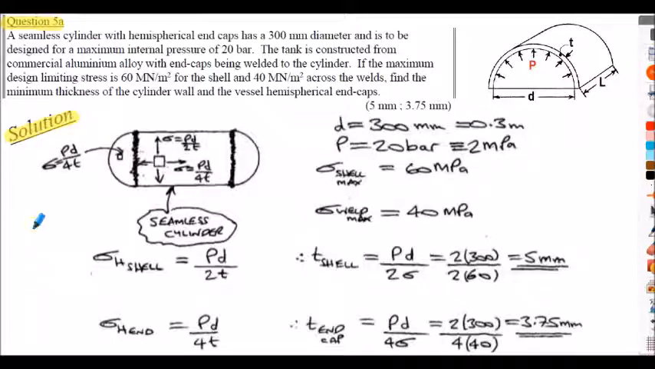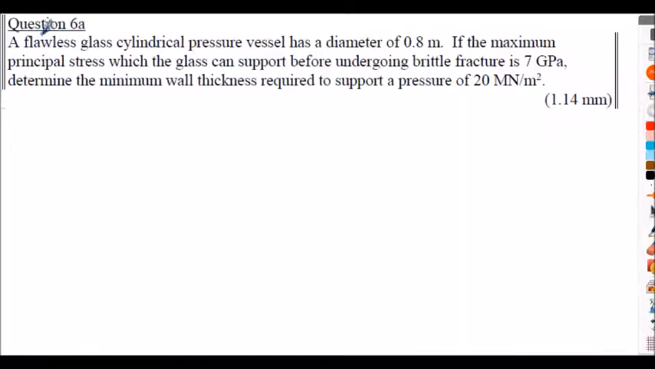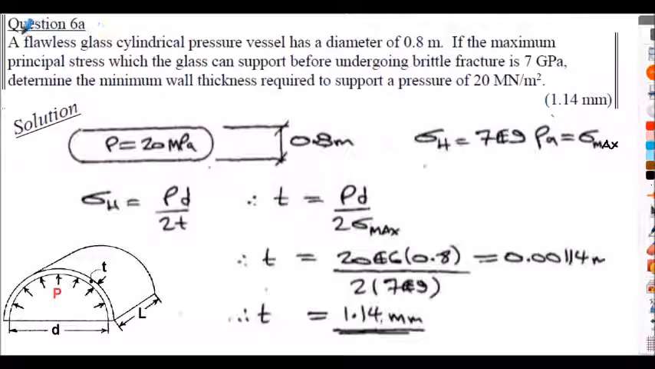Question 6A. Answers to question 6A in the brackets. Question 6A solution. Note my value here of 7e9 pascals is shorthand notation for 7 times 10 to the power of 9 pascals.